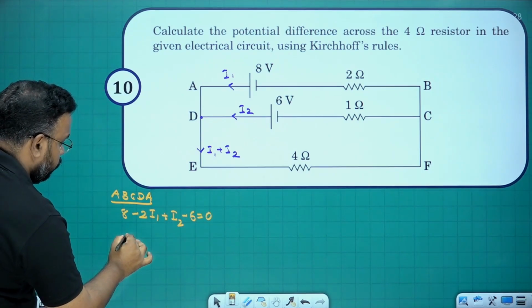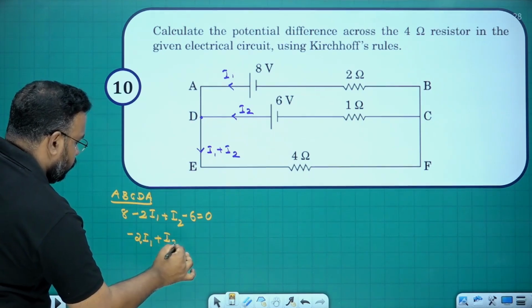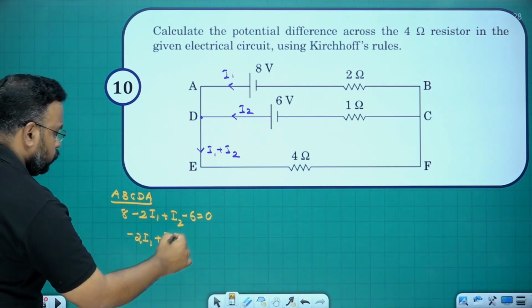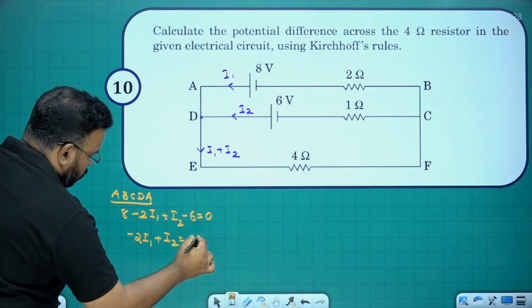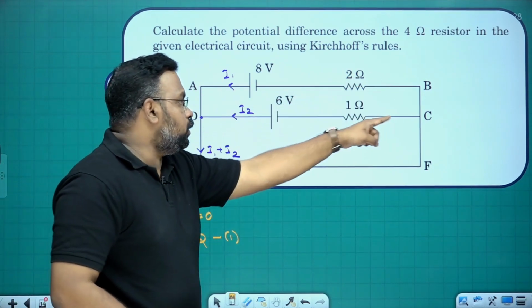So we can solve it. Minus 2I1 plus I2. 8 minus 6 is 2. 2 will go to the other side, will become minus 2. Take it as equation number 1. So we got the first equation by considering this loop.